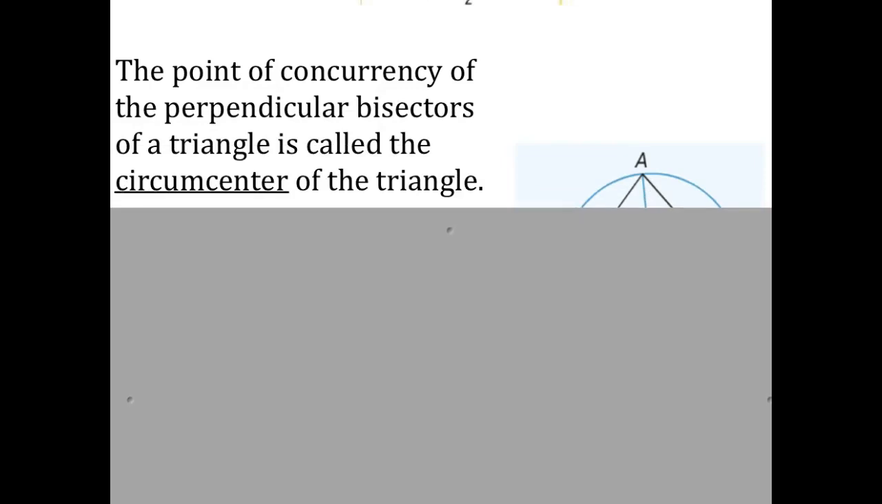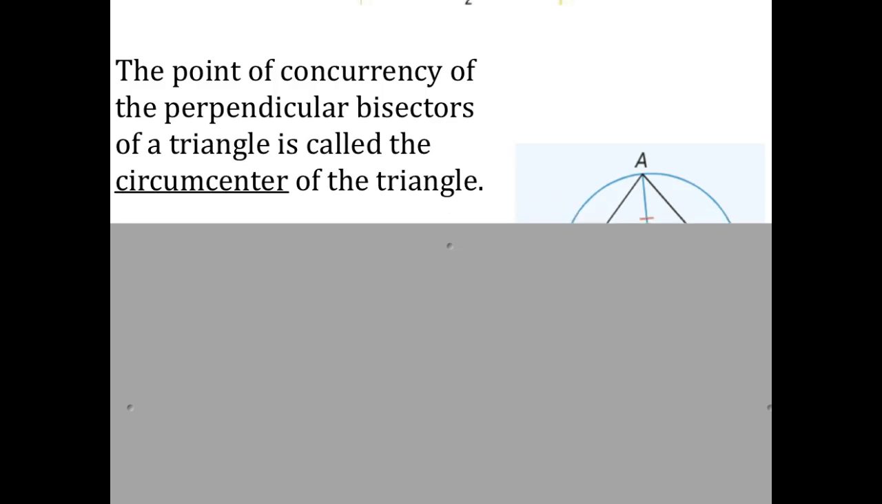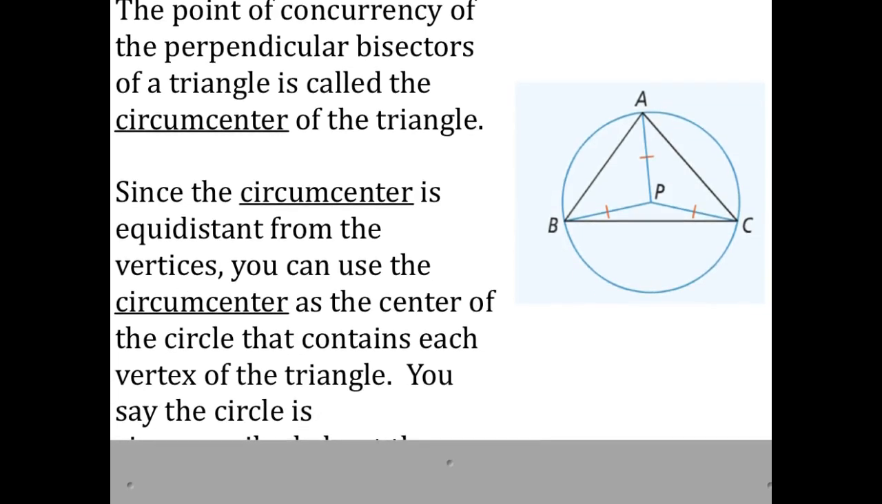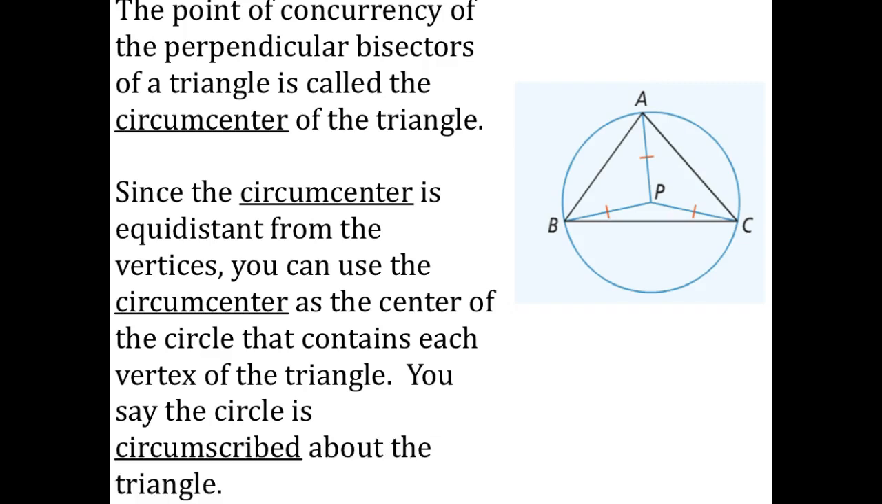So the point of concurrency of the perpendicular bisectors is called the circumcenter of the triangle. We call it that because the circumcenter is equidistant from the vertices. So if you use it as the center, and these lines from that circumcenter to the vertices as radii, you can what we call circumscribe a circle about the triangle. So you can draw a circle around the triangle, and it's only going to touch the 3 vertices of it. Okay, so that's the circumcenter.